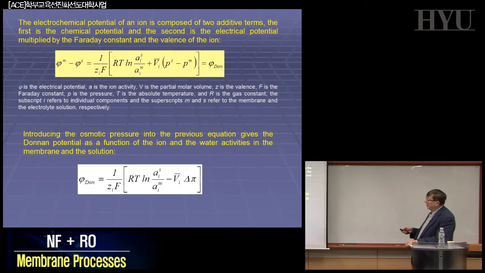Here we are just writing our system in terms of the difference of the pressure in the membrane phase and in the solution. We can just introduce, as we did already, the osmotic pressure. And so we can rewrite the Donnan potential in terms of, instead of the activity, instead of the pressure, the osmotic pressure.